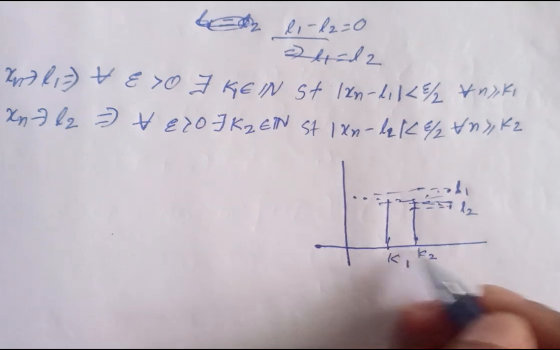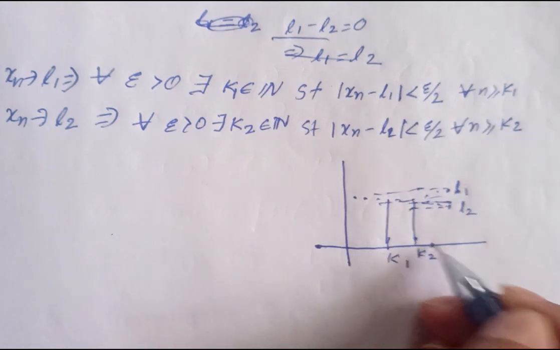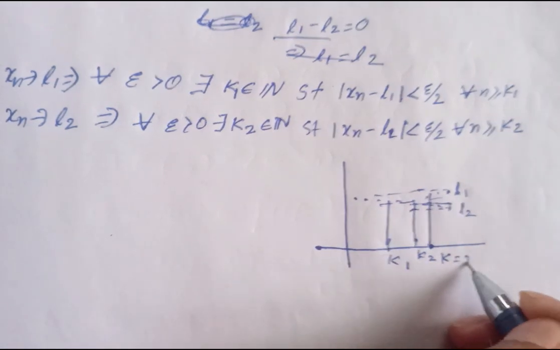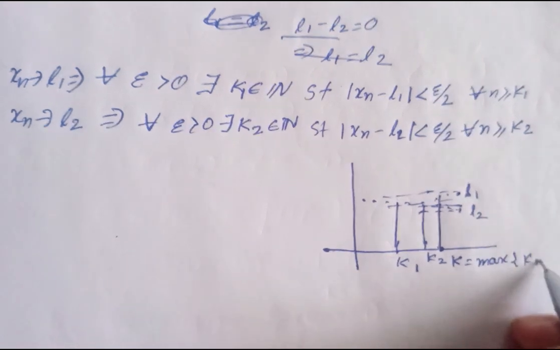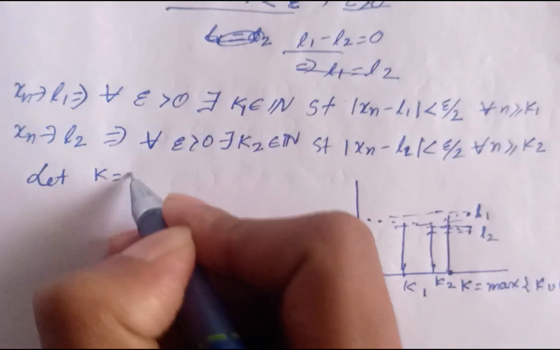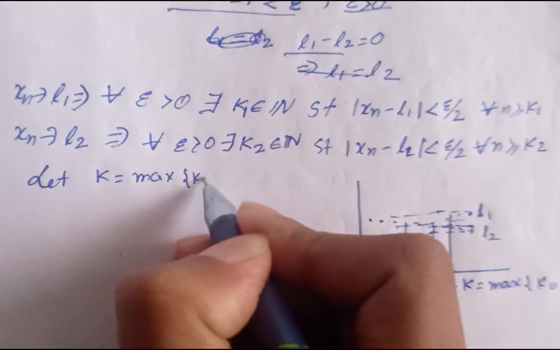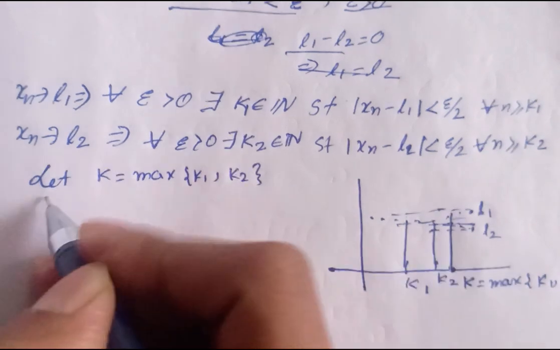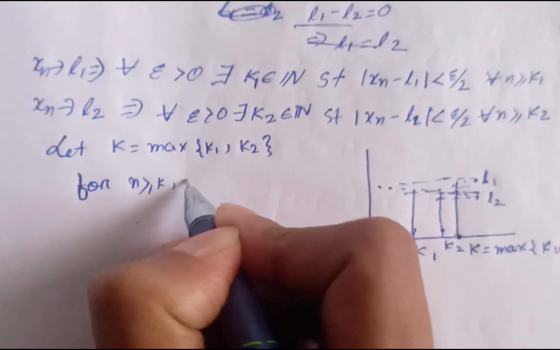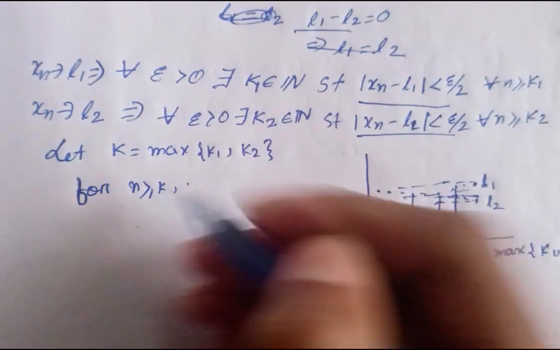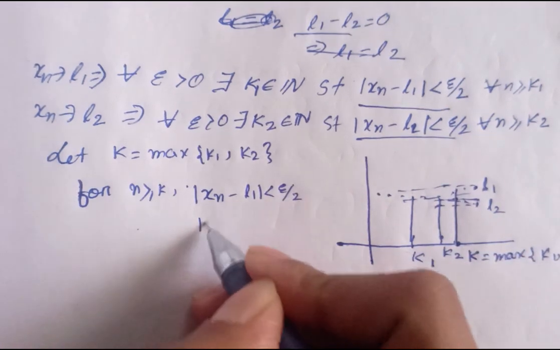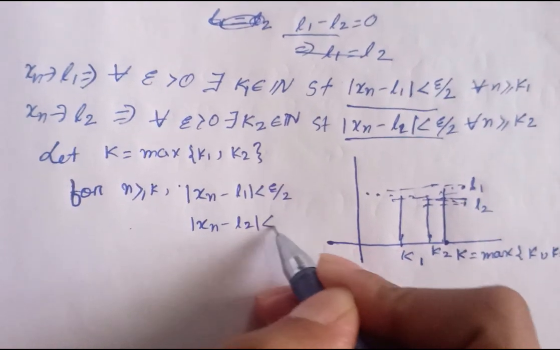So what is the maximum for this? Both of these conditions will happen together, so we take k to be the maximum of k1 and k2. Let k equal the maximum of k1 and k2. Then for n greater than or equal to k, both of these happen: mod of xn minus L1 is less than epsilon by 2 and mod of xn minus L2 is less than epsilon by 2.